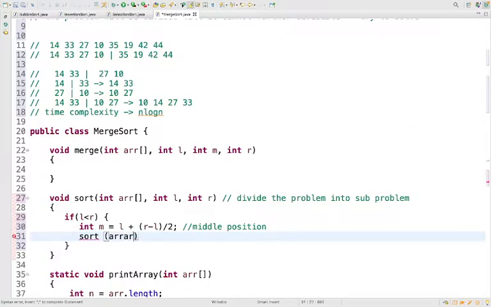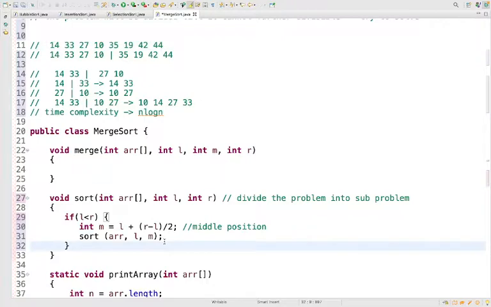So we will pass the array, we'll pass the L value, and we'll pass the middle element. For example, for 14, 33, 27, 10, 35, that is the original array for us. In this we found that at this position, maybe at 3, we have to keep a left subarray, and then a right subarray. At this point we have to keep this value m as 3. This is the point where we have to divide. That's what we are passing, because for the left subarray, the lowest value will be L and the highest value will be m.